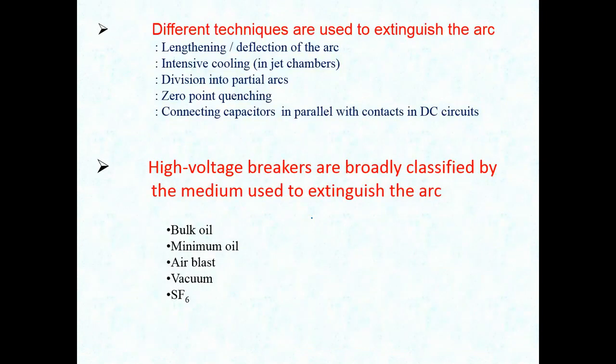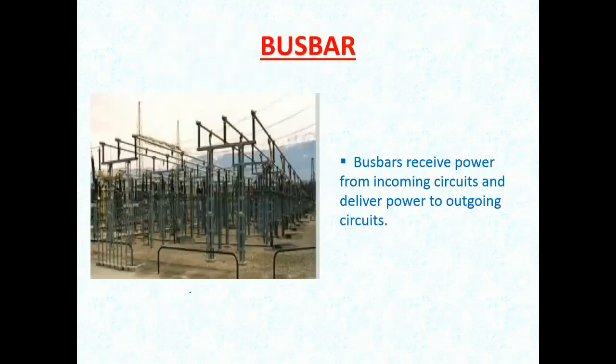Different techniques are used to extinguish the arc in a circuit breaker: arc extension in beam, bulk oil, minimum oil, air blast, SF6. We saw the SF6 circuit breaker previously. What is SF6? Sulfur hexafluoride. Vacuum circuit breaker, air break circuit breaker. So many types we studied.